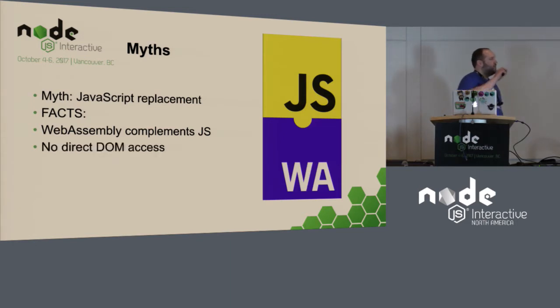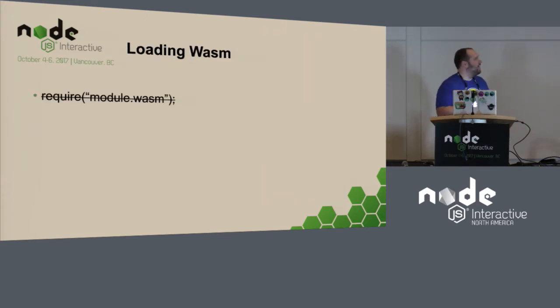And there are some reasons why WebAssembly cannot replace JavaScript. It's impossible right now. One reason is there's no direct DOM access from WebAssembly. So you can't even replace JavaScript completely if you wanted to, because you need some glue code to talk to the DOM. So how do we load a WebAssembly module?